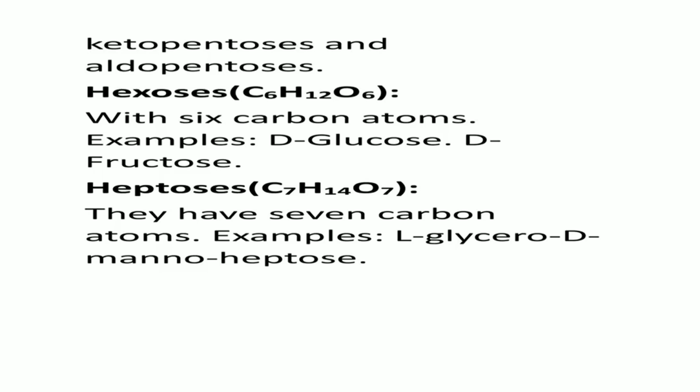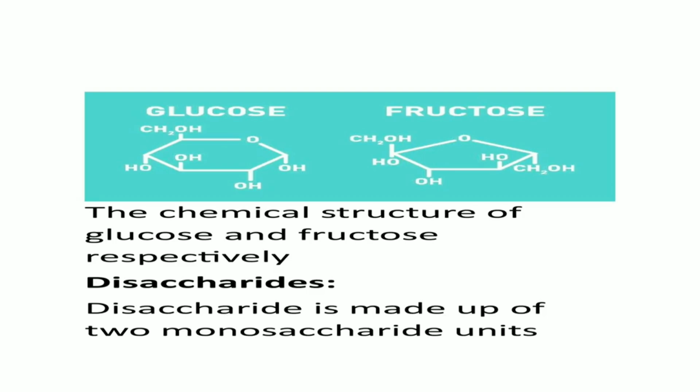With 6 carbon atoms. Examples: D-glucose, D-fructose. Heptoses, C7H14O7. They have 7 carbon atoms. Examples: L-glycero-D-manno-heptose. The chemical structure of glucose and fructose, respectively.